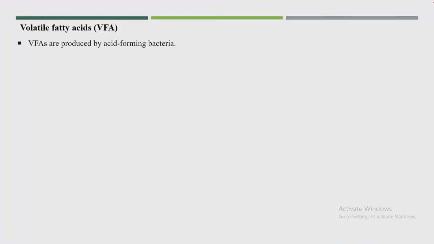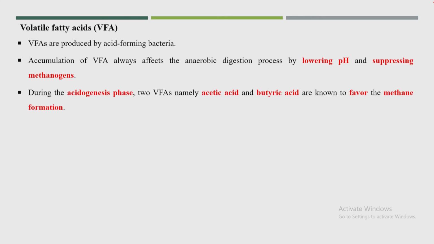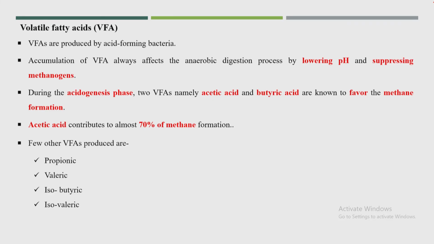Next is the VFA. So, this is what we were talking about. The VFAs are produced by the acid forming bacteria. Accumulation of VFA always affects the anaerobic digestion process by lowering the pH and suppressing methanogens. During the acidogenesis phase, two VFAs, namely acetic acid and butyric acid, are known to favor methane formation. Acetic acid contributes almost 70% of methane formation. So, the important VFA is acetic acid.